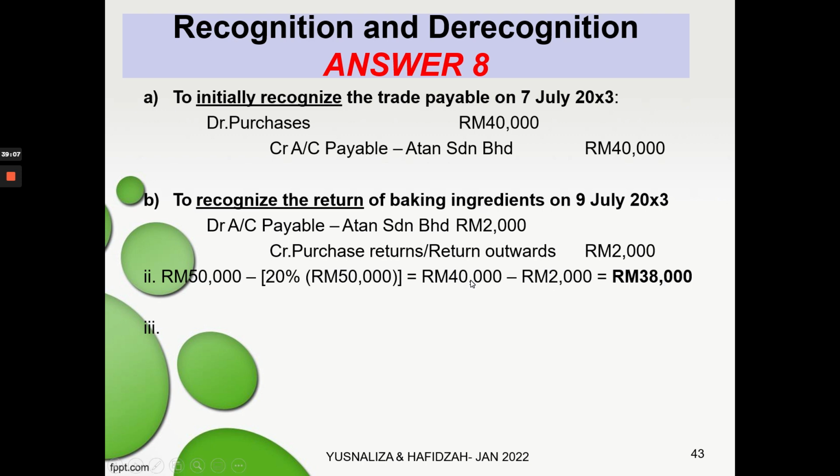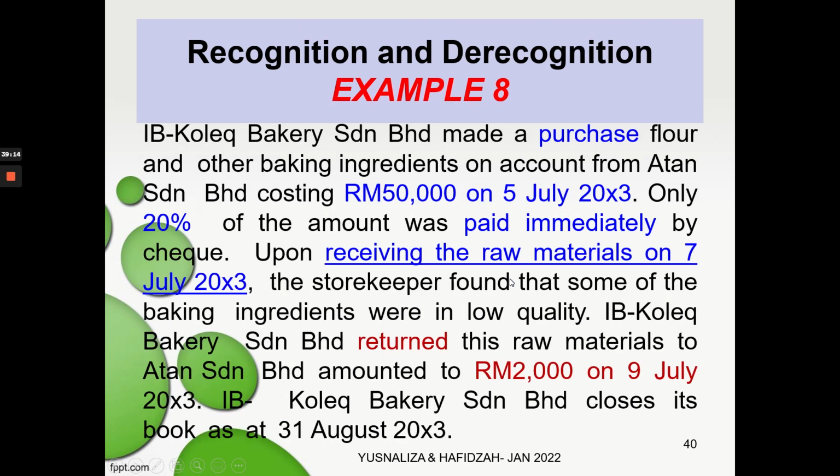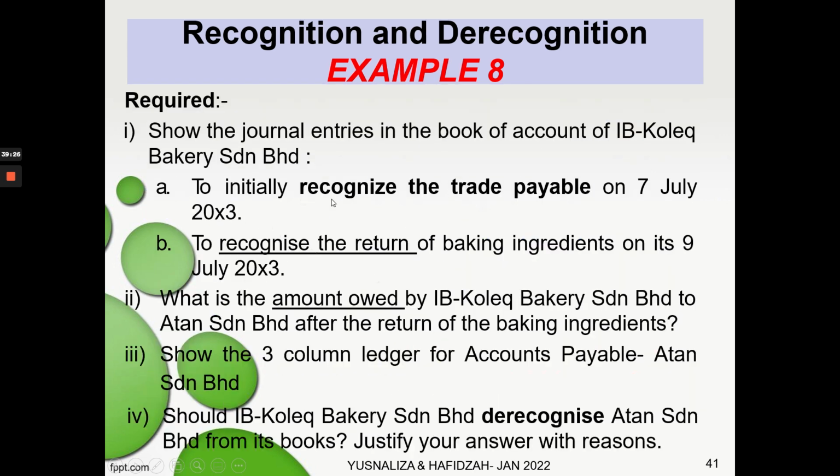38,000, and how do you get 38,000? 40,000 minus 2,000. Before that, you would see that 20% of the amount was paid immediately by cheque on 5th of July. However, for your information, in the requirement here, you are not asked to show the transaction on 5th of July. You are just asked to show the recognition of trade payable on 7th of July.